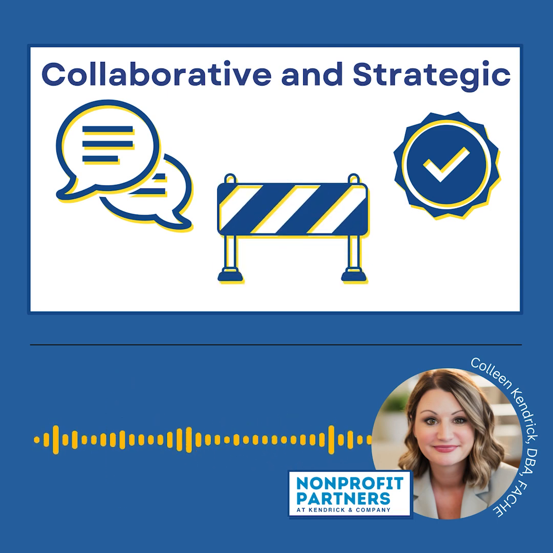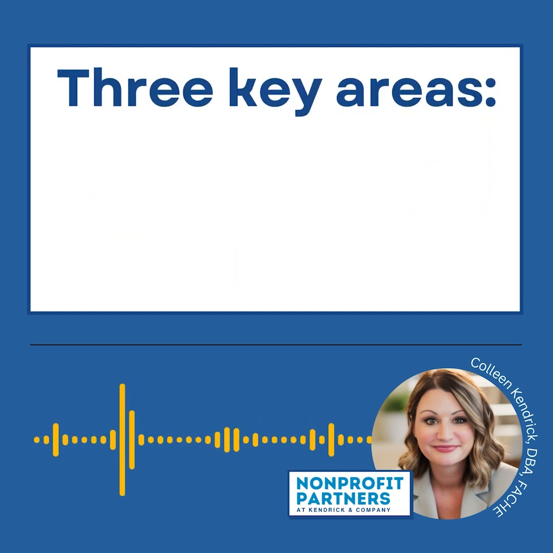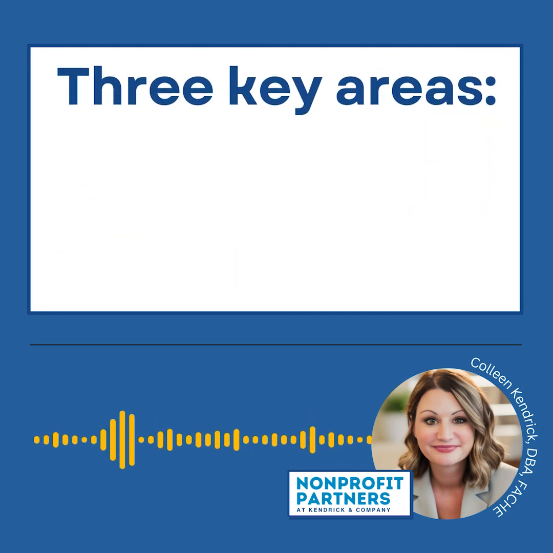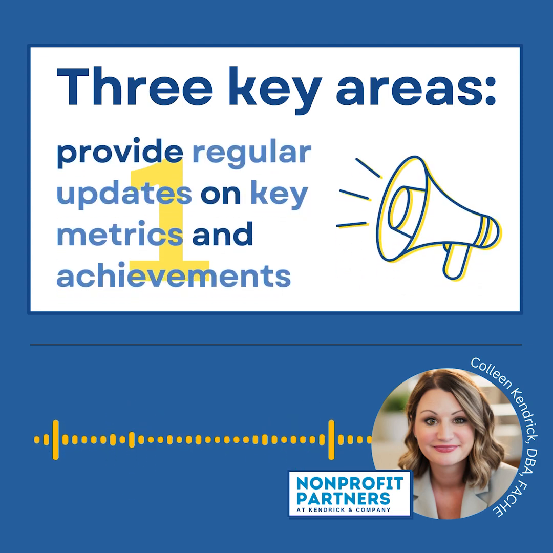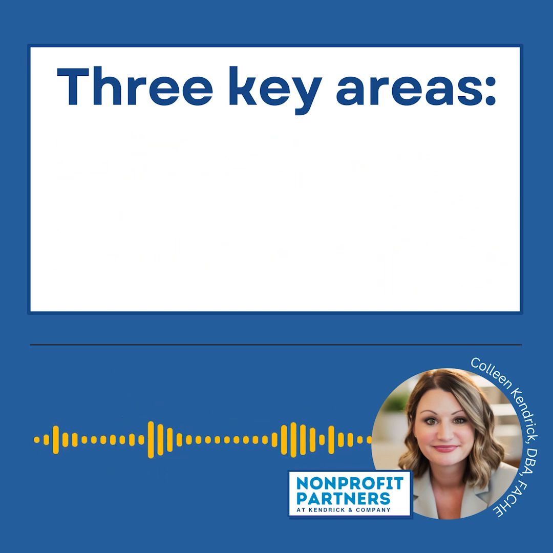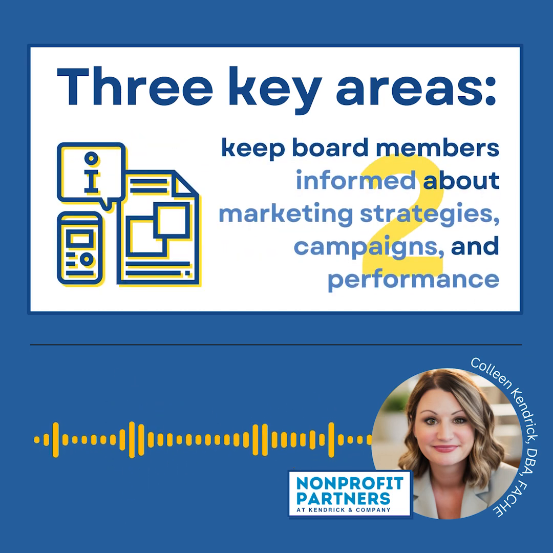In most organizations, interactions between the marketing leader and the board happen in 3 key areas. The first is providing regular updates on key metrics and achievements. This may be something you do directly, depending on the hierarchy of your organization, or you may be providing reports to your executive director, who will then review them with your board. The second function is to keep board members informed about marketing strategies, campaigns, and performance.